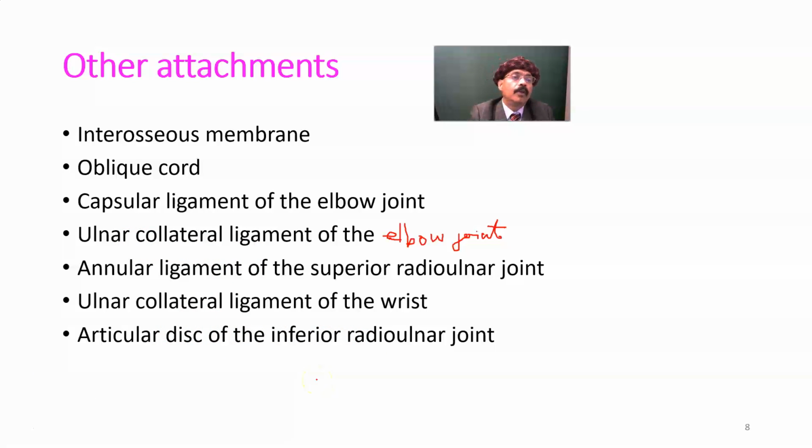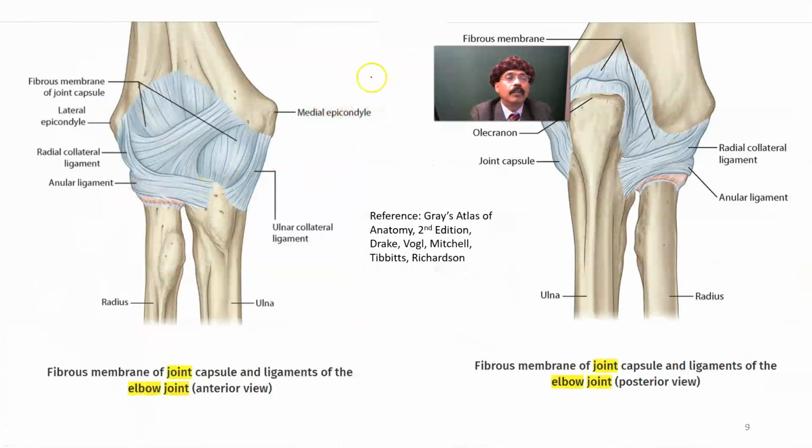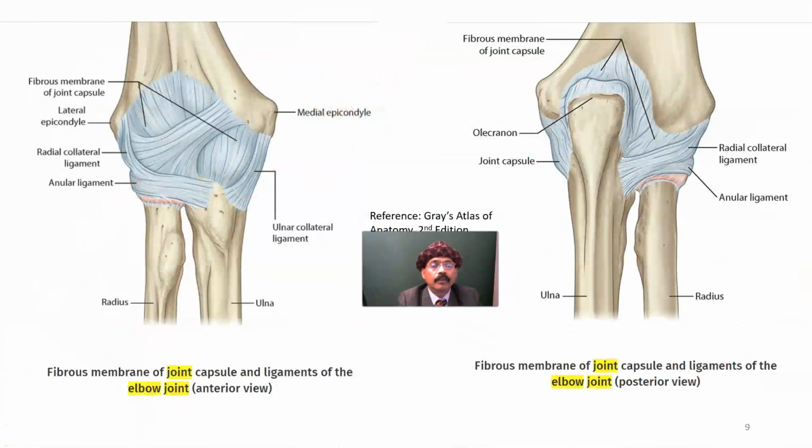So we have the elbow joint, a hinge variety of synovial joint, a part of it formed by the ulna and the humerus, the humeroulnar part. We have the superior radioulnar joint and inferior radioulnar joint. These are the pivot type of synovial joint. We have also the wrist joint that is not contributed by the ulna, but is contributed by the radius. Okay, we got that.